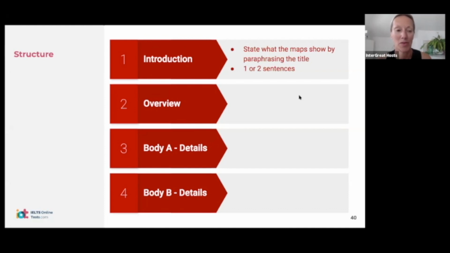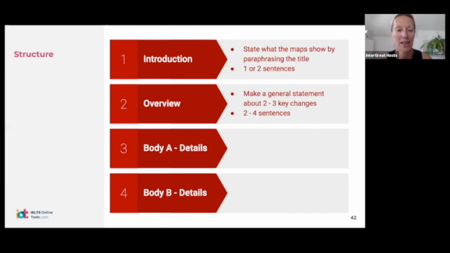How about the overview? The key features, yeah, key trends and differences. Yes, so you're making a general statement about 2 to 3 key changes. Okay, so the main changes. How long should that be? Three to 4 sentences. Yeah, or 2 to 4 sentences. So around 3 sentences, something like that.